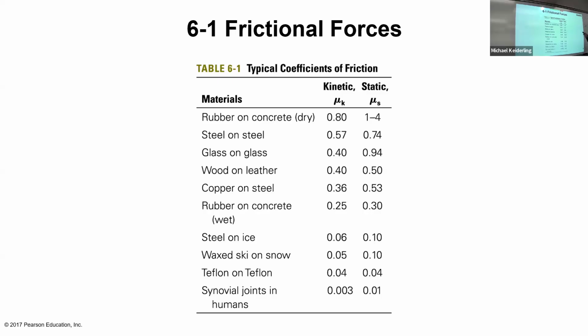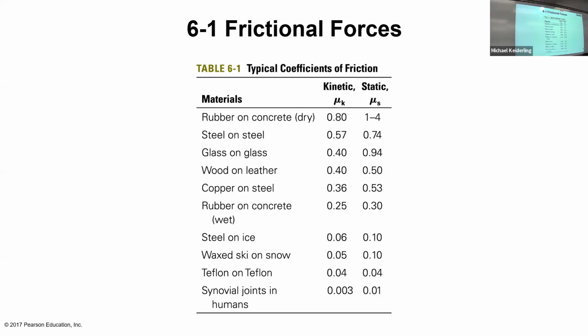So, some examples. Rubber on concrete, dry, the coefficient of kinetic friction is about 0.8. The coefficient of static friction is 1.4. Steel on steel, kinetic friction is about 0.57. Static friction is 0.74. You'll notice the static friction values are all bigger than the kinetic friction values. Glass on glass, 0.4 for kinetic, 0.94 for static. Wood on leather, 0.4 for kinetic, 0.5 for static. Copper on steel, 0.36 for kinetic, 0.53 for static.